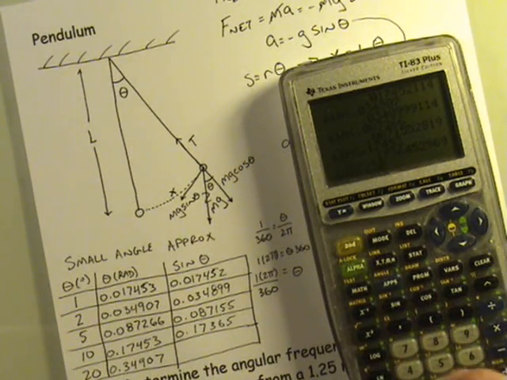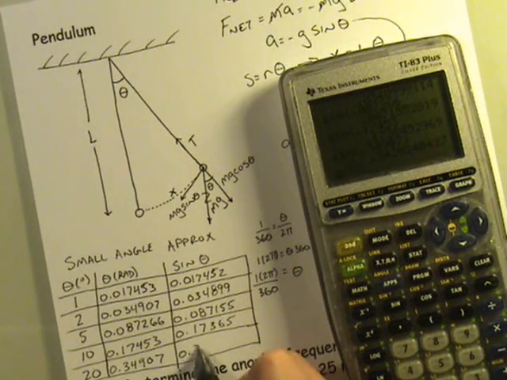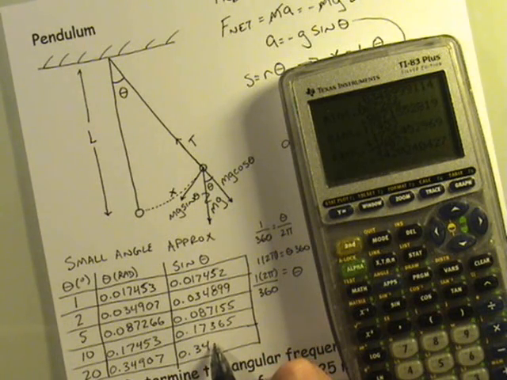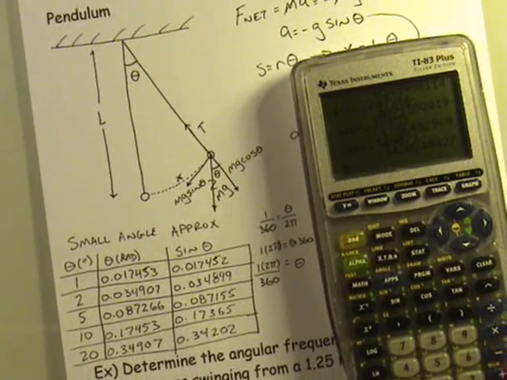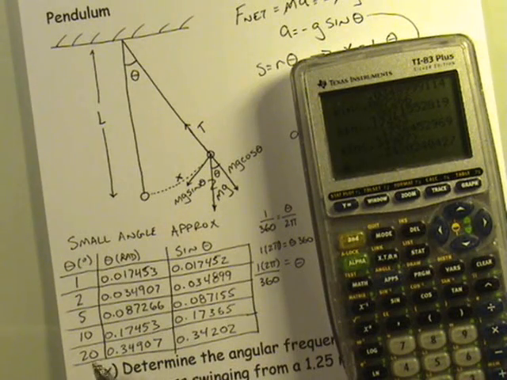And lastly, we'll do 20 degrees, and in this case this is a bigger difference. We're almost up to a 1%. Still less than 1%, about 7/10 of a percent difference between these two numbers. So even at a value of 20 degrees, there's still a very, very small difference between the value of the sine of the angle and the angle itself.